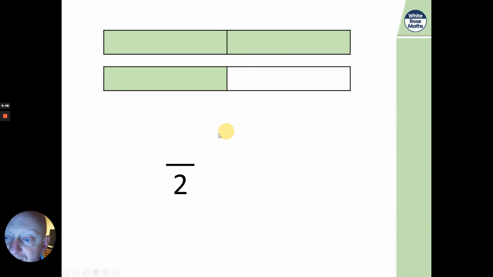Okay. And now what we need to do is to work out what is going to be the numerator. Remember, they are going to be the shaded parts. So 1, 2, 3. So I'm thinking this is going to be 3 halves.